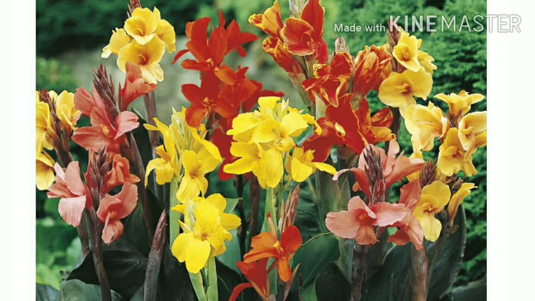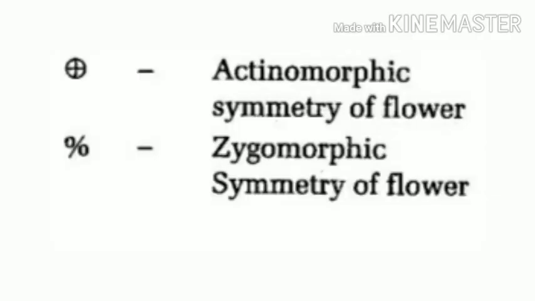So this type of flower is called an asymmetric flower. Actinomorphic flowers are radially symmetrical, so we symbolize them with a circle and a plus sign, showing that through any plane if we cut, it will give equal halves. A zygomorphic flower is shown by a slash and two dots on either side, showing that it can be cut only through one plane to get two equal halves.